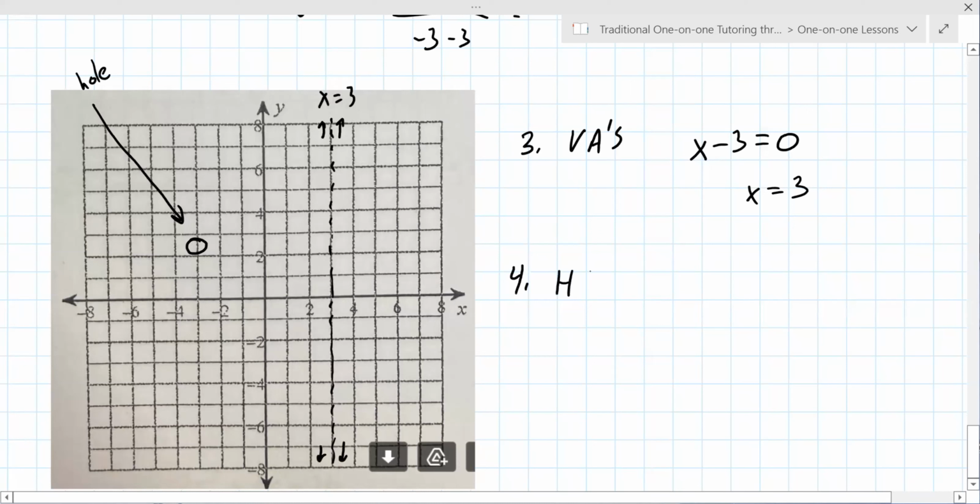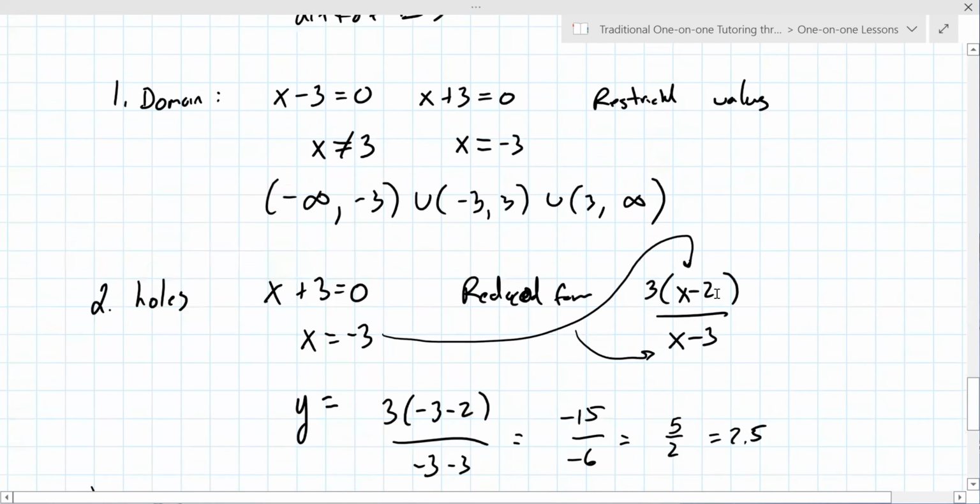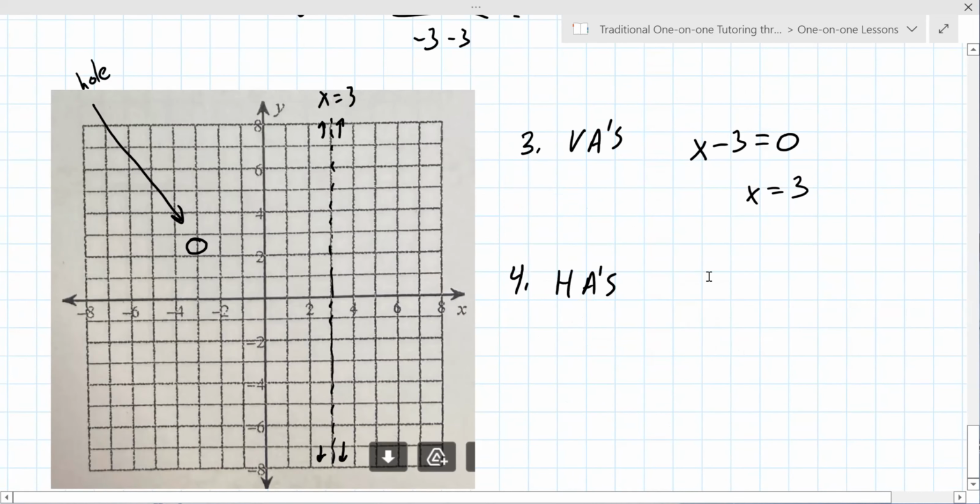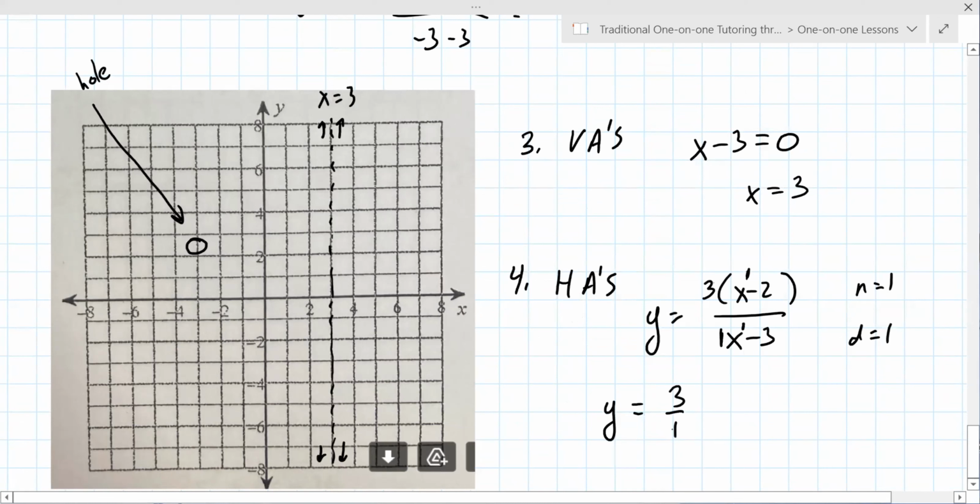The fourth thing we're going to do are horizontal asymptotes. So you look at the degree of the numerator of the reduced form and the degree of the denominator in the reduced form. The degree of the numerator is 1, the degree of the denominator is 1. Since the degrees are the same, it's the ratio of the leading coefficients, 3 over 1. So 3. You want to draw that in, y equals 3. Again, arrows are probably a good thing to have there. Graph as you go.